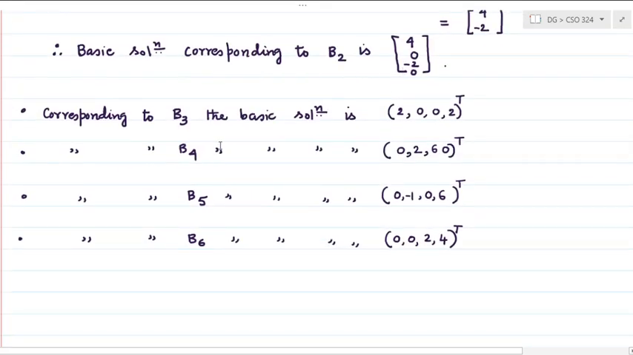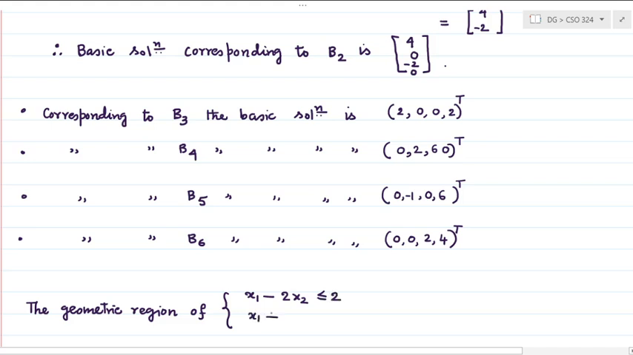So the inequalities, let me just quickly write them down. The inequalities are the geometric region of the inequalities x1 minus 2x2 less than or equal to 2, and x1 plus 2x2 less than or equal to 4.